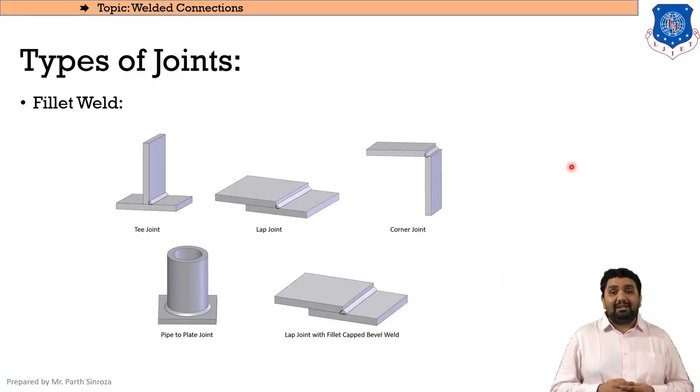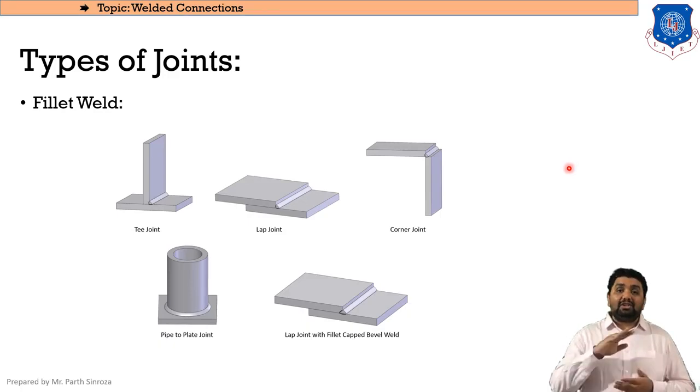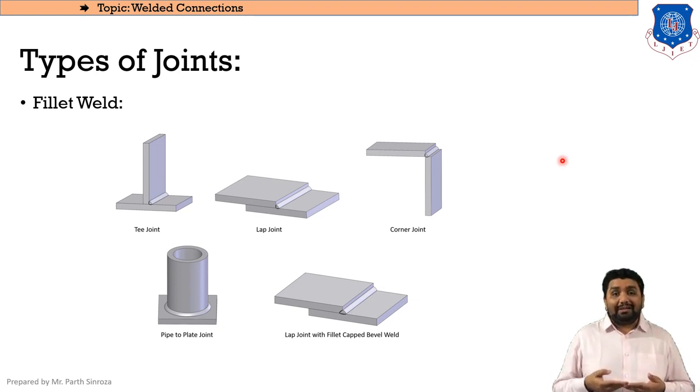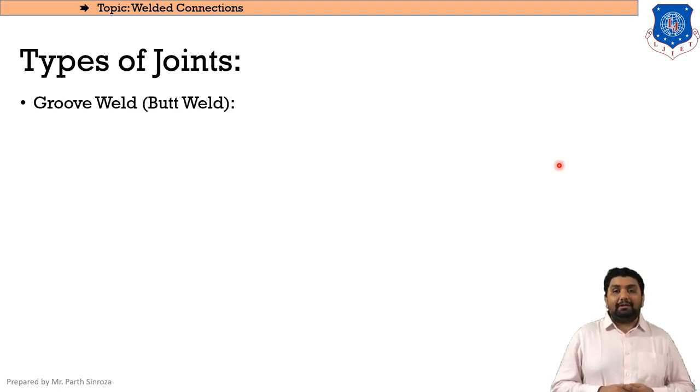Fillet, as you have known from the AutoCAD command, means to shape a curve. Wherever there are edges that need to be connected, we provide a smooth curve of weld to the edges, and this is called fillet weld. These are examples of fillet welds for different types of shapes and how you can connect them.